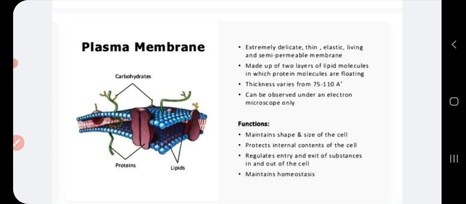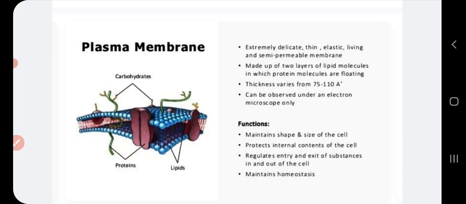We studied earlier, and I would like to ask you one question about electron microscopes: how many measures is it having? You can answer me in the comment box.